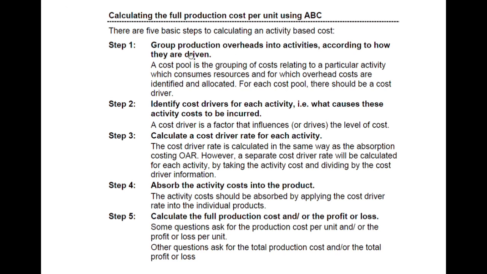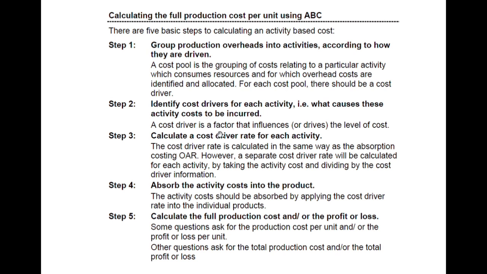Group production overheads is all the overheads that we have in the production. We are going to group them into activities which are relevant, assuming that they were incurred from those activities. Step 2 is to identify cost drivers for each activity. That is what causes these activity costs to be incurred. This is important. If you are able to understand which activity it is, then it would be easy for you to tell them what cost driver would be relevant and easy to measure for that activity.